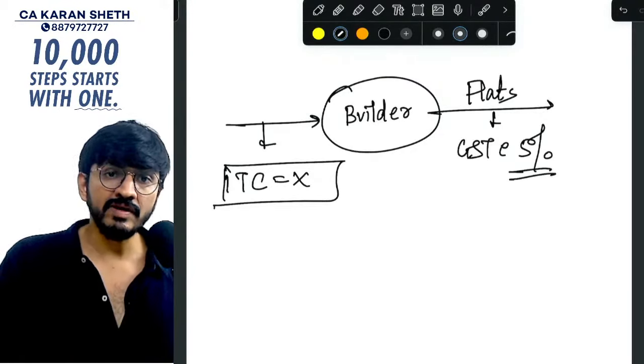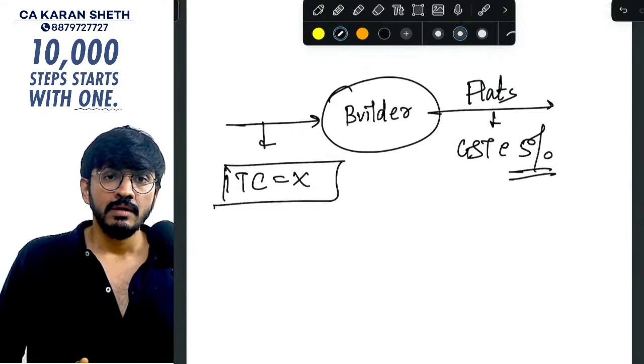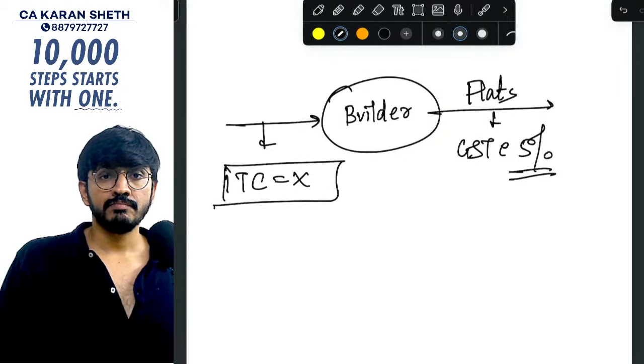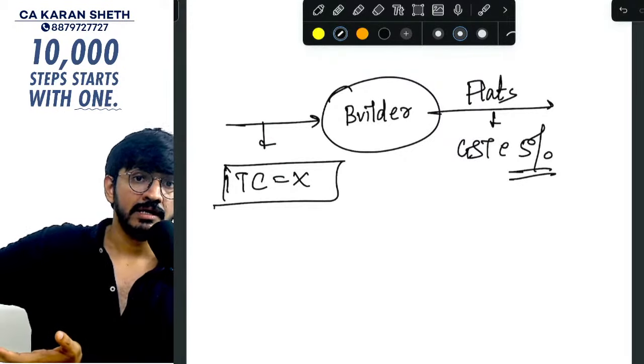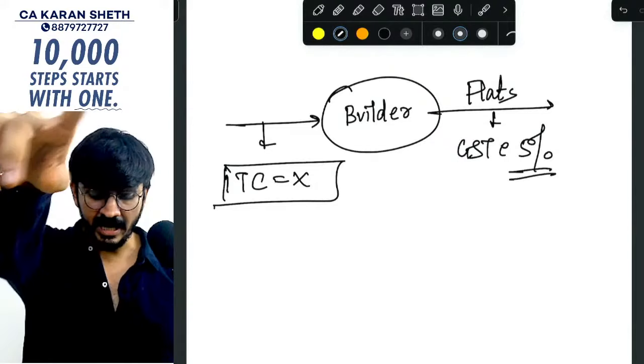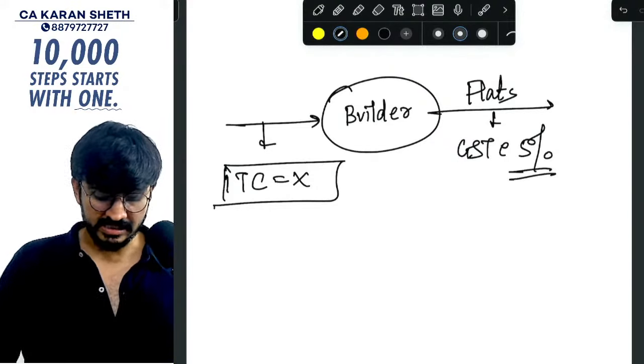So always understand, his net payable will be 0 because he has a lot of ITC to pay off his output tax. So the government said, listen, I am not giving any ITC. Simple. Now understand.